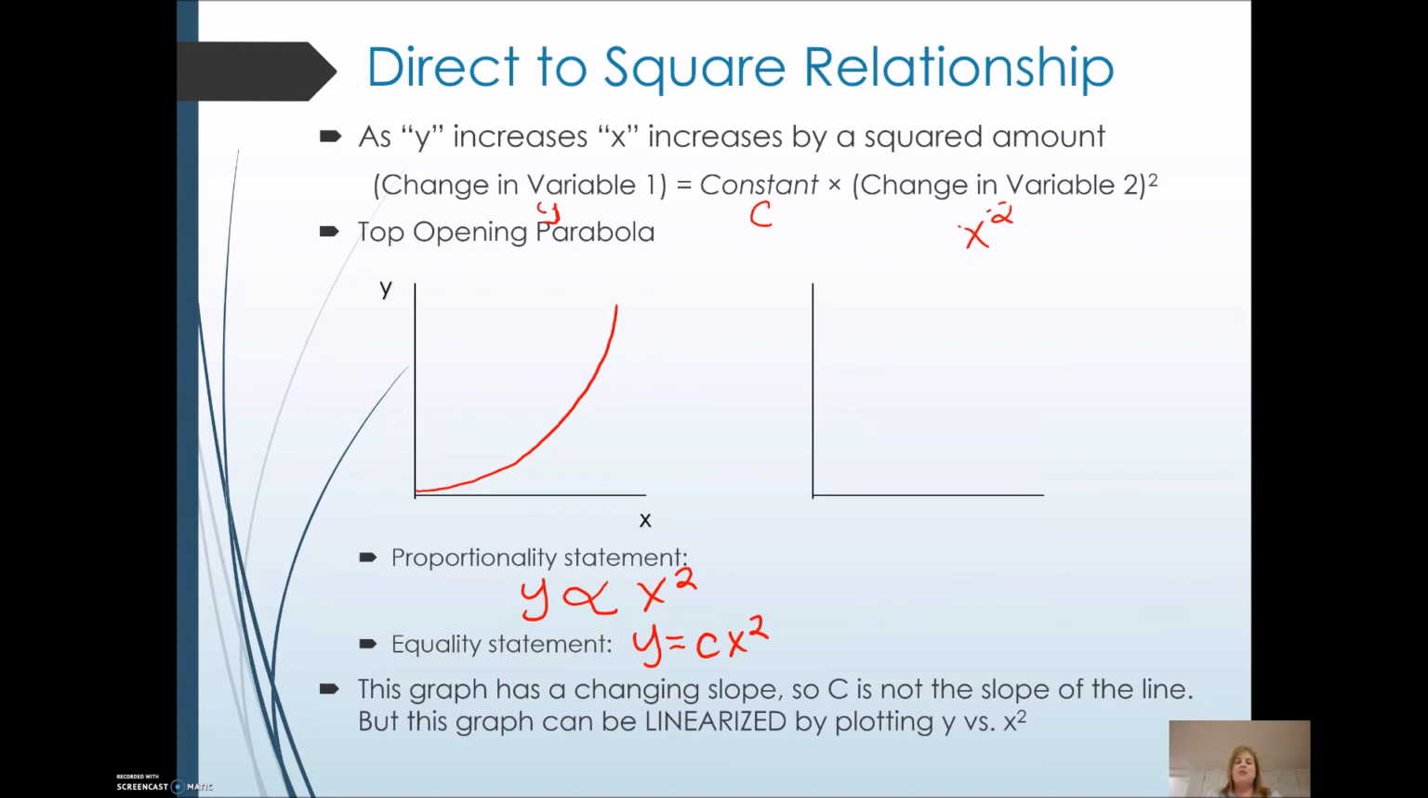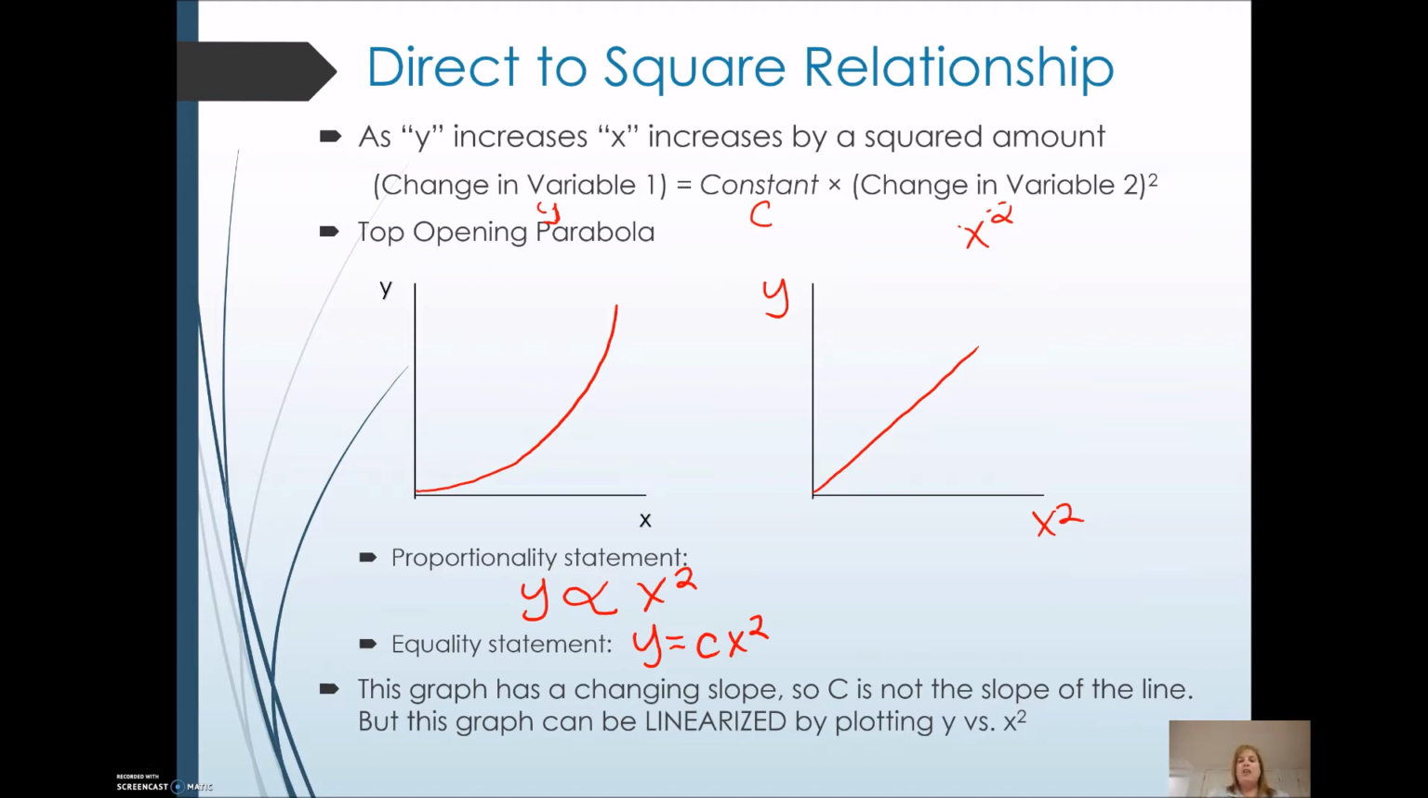And so what this means is if I want to get the slope of this line, because the slope is significant in some way, I can linearize this by plotting the y value versus x squared. So I'll just square all my x values, make a new table, plot the data, and then magically I'm going to get a nice straight linear line.